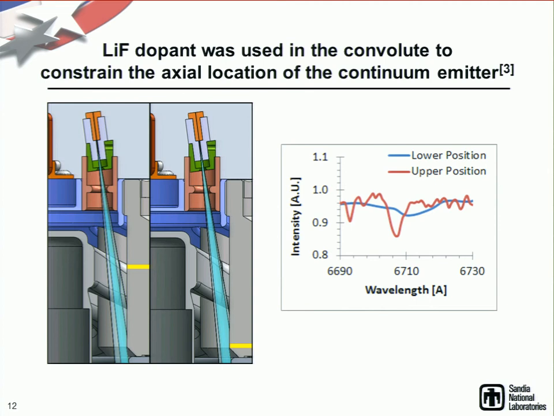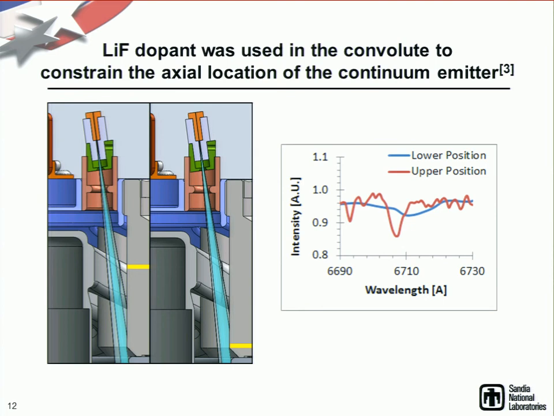And that would be an indication that we were actually looking down into the convolute because the lithium's not located up here. What we actually saw for this one position that I'm showing is an absorption feature at 6708 angstroms, which is this lithium 2s2p transition. It's neutral lithium. It was actually used to diagnose a lot of the PBFA2 ion diode experiments. So it's a well-known transition.